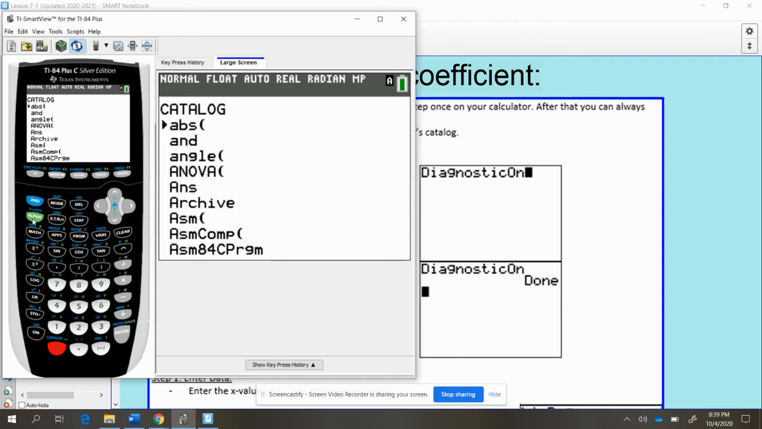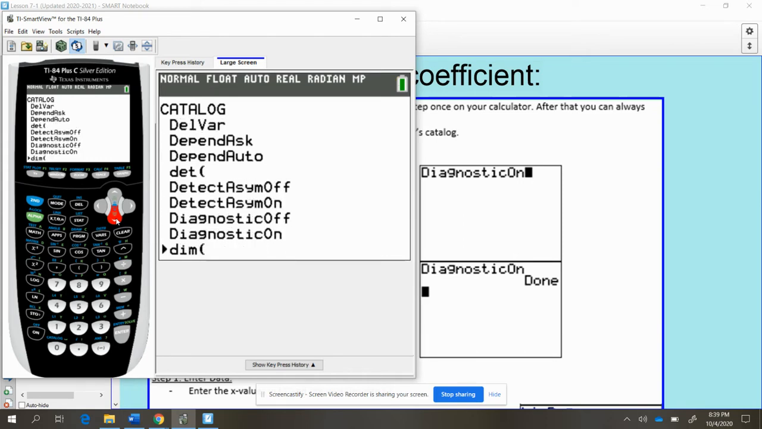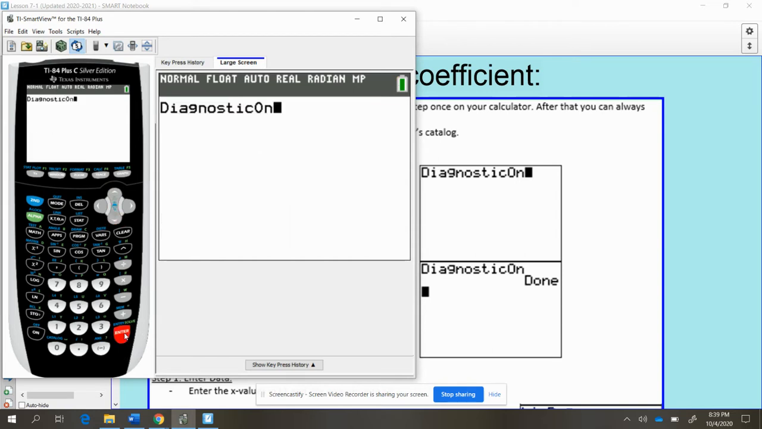Now to speed up this process, you're going to hit alpha x to the negative first, because that should bring you to the option D in the calculator, to scroll a little bit quicker, since there's a lot of stuff that your calculators can do. Again, you want to scroll to diagnostics on, hit enter, and then enter again, and it'll be turned on. That should be the only time you have to do it, unless the calculator dies for some reason.